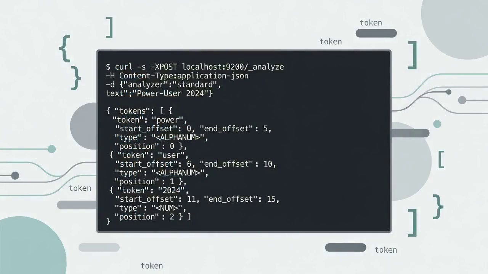Now we run the standard analyzer against power-user 2024. The standard analyzer breaks the string into 3 tokens: power, user, and 2024. Notice that it lowercased everything and split on the hyphen, treating the hyphen as a word boundary.